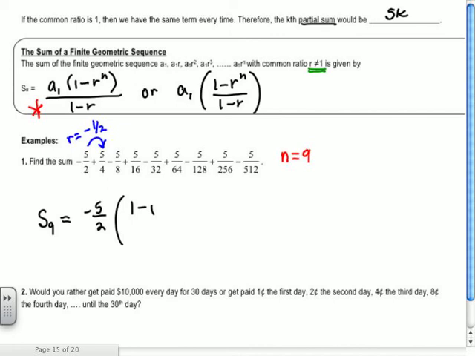What's r? Negative 1/2, right? That's r. You're multiplying by negative 1/2, so put that in parentheses. Negative 1/2 is your r. It's being raised to the n, which we said was 9, divided by 1 minus negative 1/2. Make sure you're putting parentheses around your r, especially if it's negative.